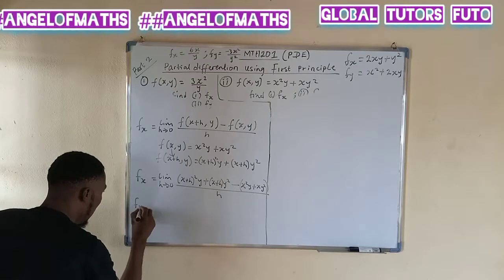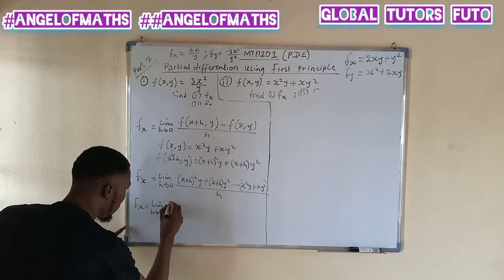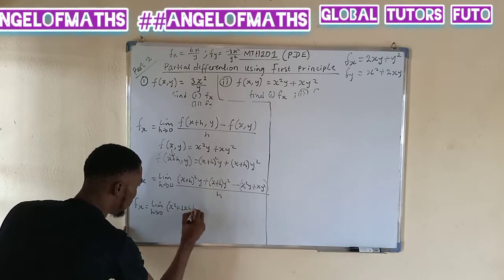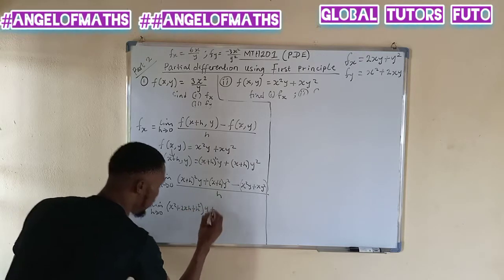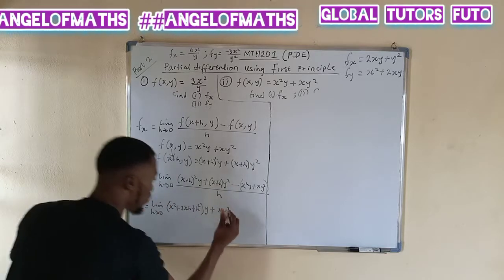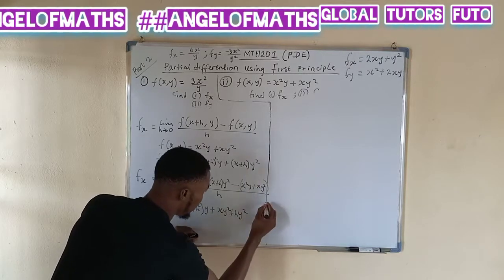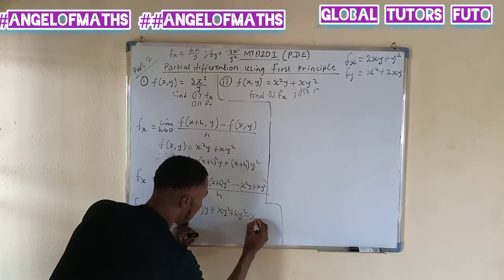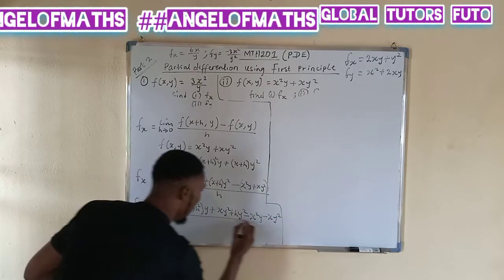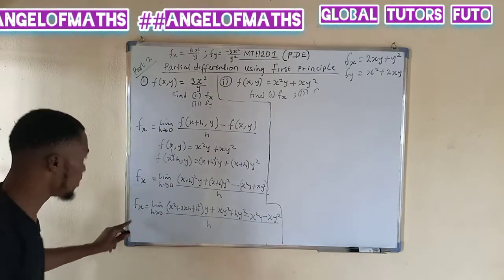So our f_x here will be equal to the limit as h goes to 0. Then expanding this, we're going to have x times x is x squared plus 2xh plus h squared, bracket y, plus, then this one will give us x y squared plus h y squared. So let the minus enter. Let me make some space here. Minus x squared y minus x y squared over h. So let us expand this.